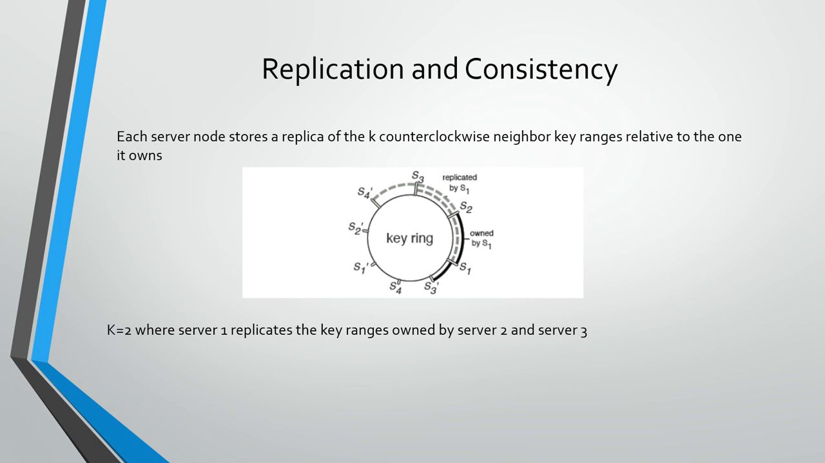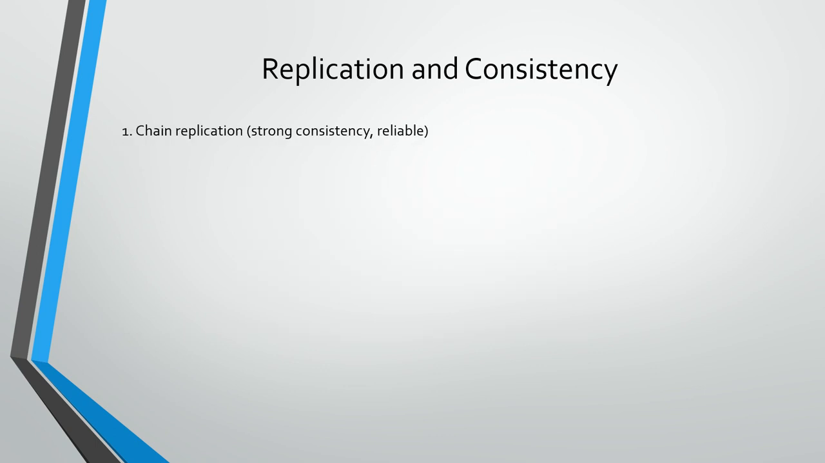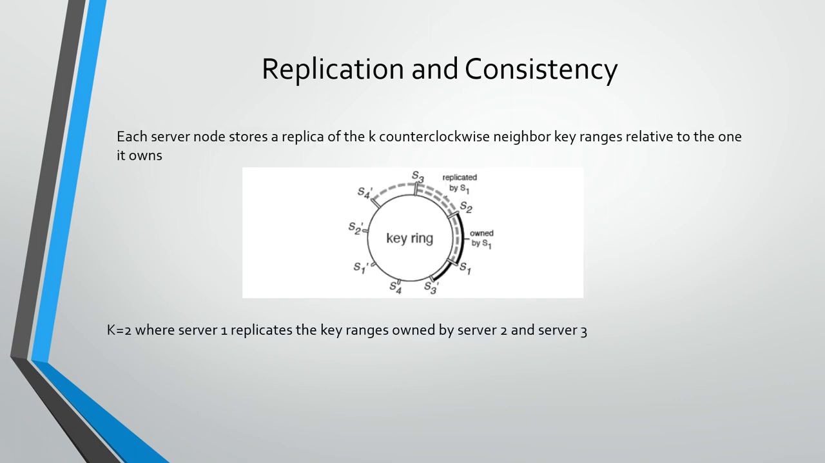Then I'm going to talk about the replication methods available. Sorry, actually I forgot to tell you something here. In this key ring, k is 2. That means every piece of data has 2 copies. So server 1 replicates the key ranges owned by server 2 and server 3. So here there is a two-way mechanism to ensure data consistency between slave and master.